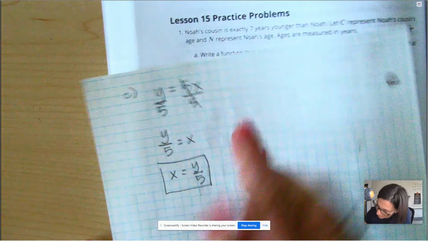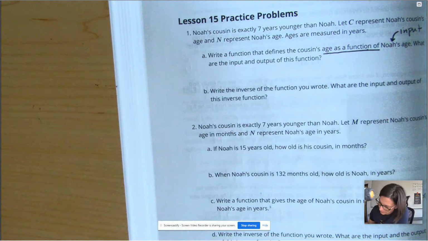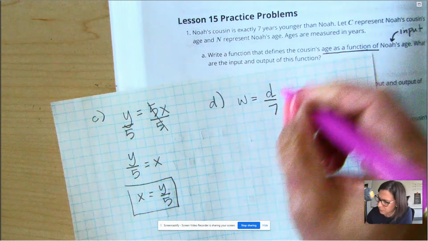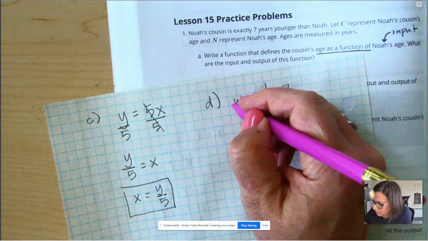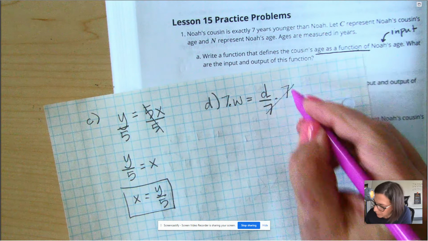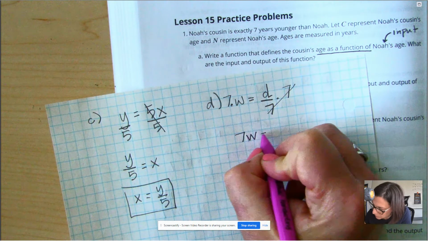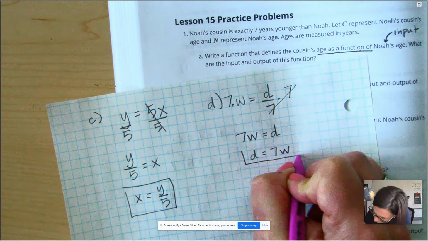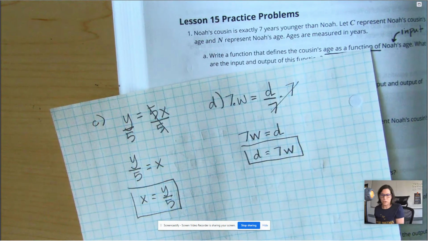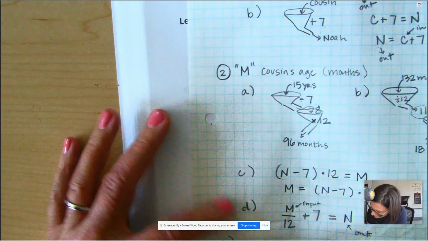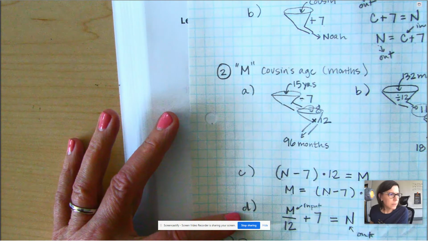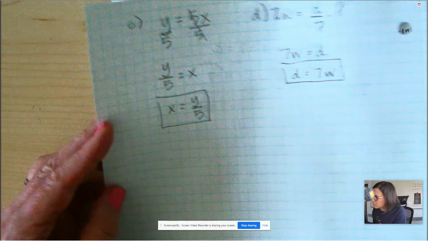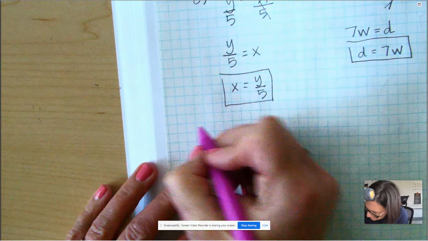And D, W equals D divided by 7. What is the inverse of that? Well, if you multiply by 7, that would mean 7 times W equals D, or D equals 7 times W. The inverse function. Good times. That was A. And that was B. Last problem. Sorry it's taking so long. Number 4. Okay, this is a good one.